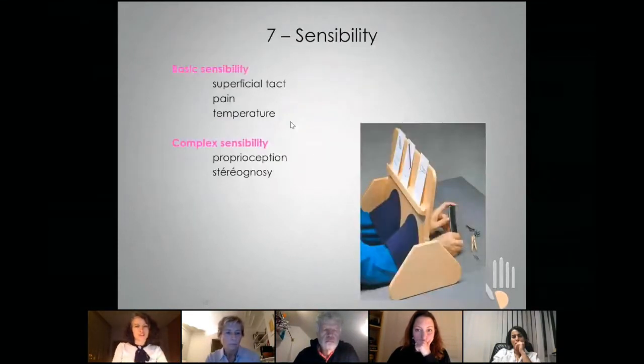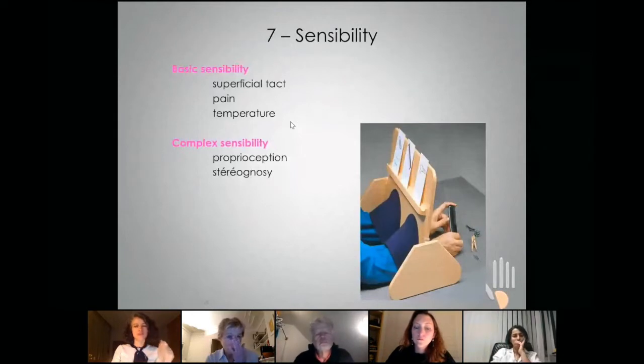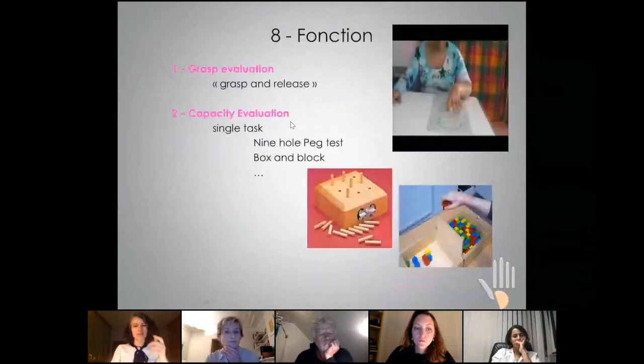We also check the sensibility of the patient: the basic sensibility with superficial touch, pain, and temperature, and also complex sensibility with proprioception and stereognosis. It's very important to know if the patient can feel, because if you have a hand that doesn't feel, you won't use this hand. So the sensibility is also an important part.